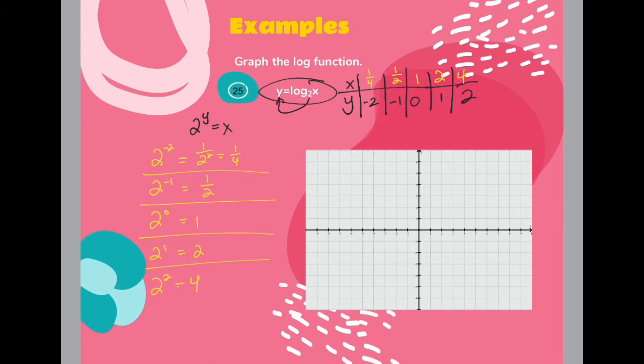Now when I go to put this on my x and y coordinate plane, pay attention to these points. The x is the 1/4. 1/4 and -2 would be here. 1/2, -1 would be here. 1, 0 is going to be here. 2, 1 here, and 4, 2 here. And we said there's a vertical asymptote at x equals 0. So my graph is going to look just like this. The arrows point in either direction. It's going to get as close as it possibly can to that vertical asymptote without touching it.